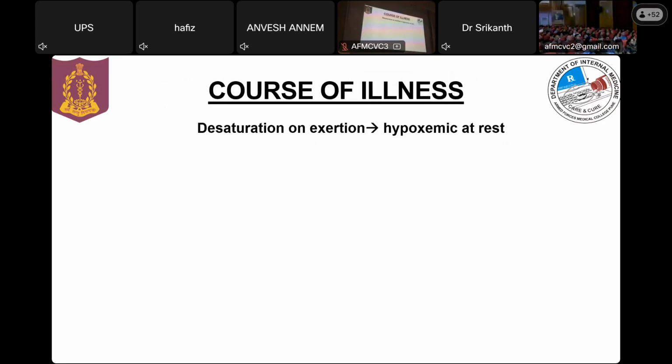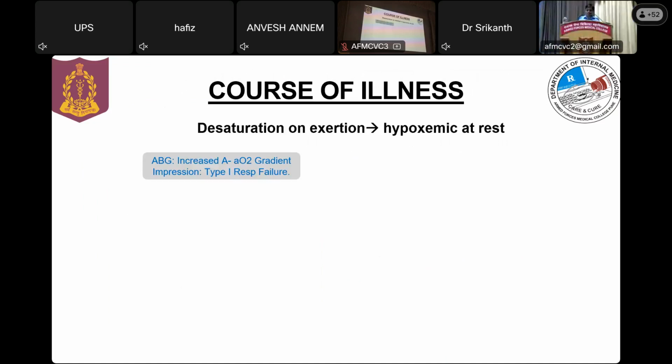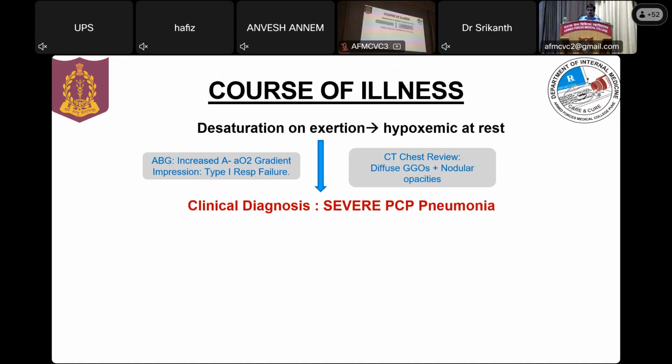Patient initially was only desaturating on exertion. However, since his respiratory symptoms had worsened, he became hypoxemic at rest. His ABG had revealed increased alveolar-arterial gradient with type 1 respiratory failure, and CT scan was suggestive of diffuse ground glass opacities with nodular opacities. On this basis, a clinical diagnosis of PCP was considered.